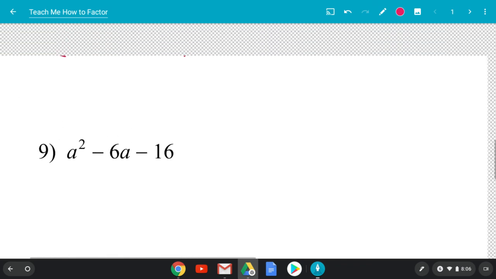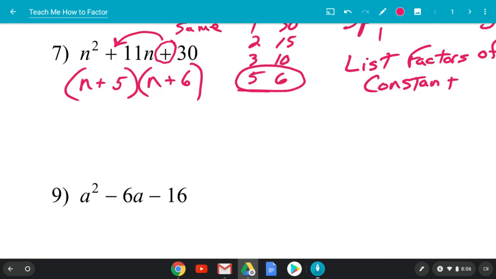Question. Go ahead. If you put X instead of N, is it considered wrong? No, the question was if you put X instead of N, is it considered wrong? No, but go ahead and start using the variables that are given.